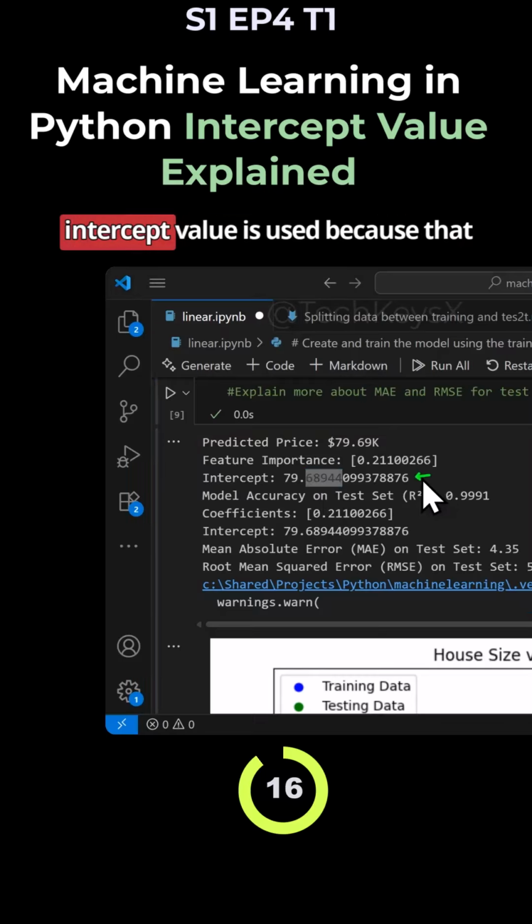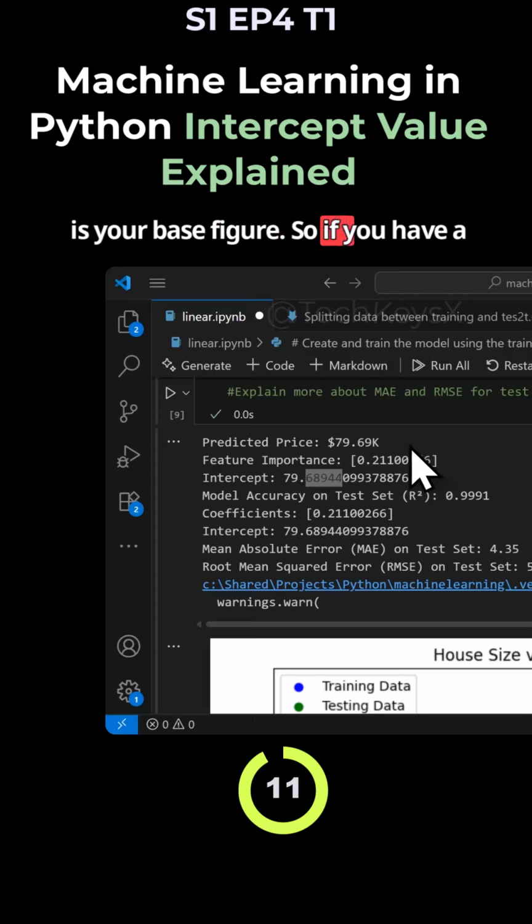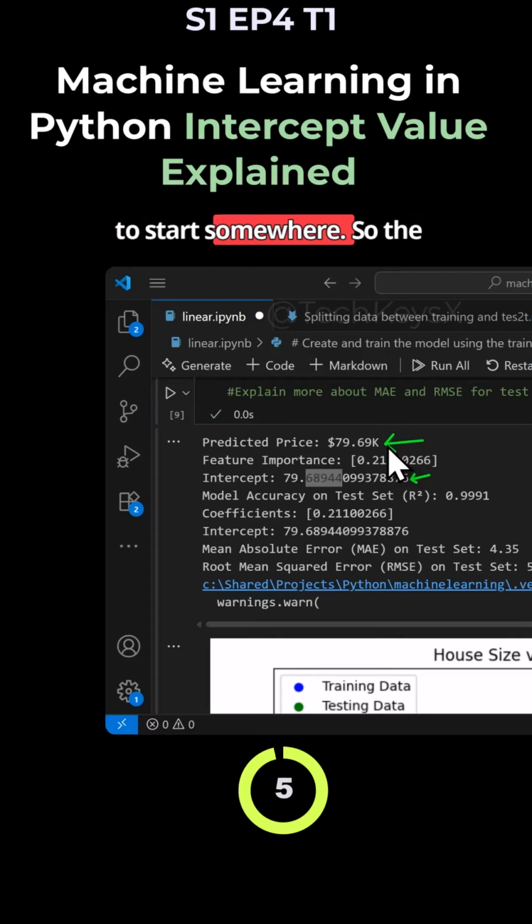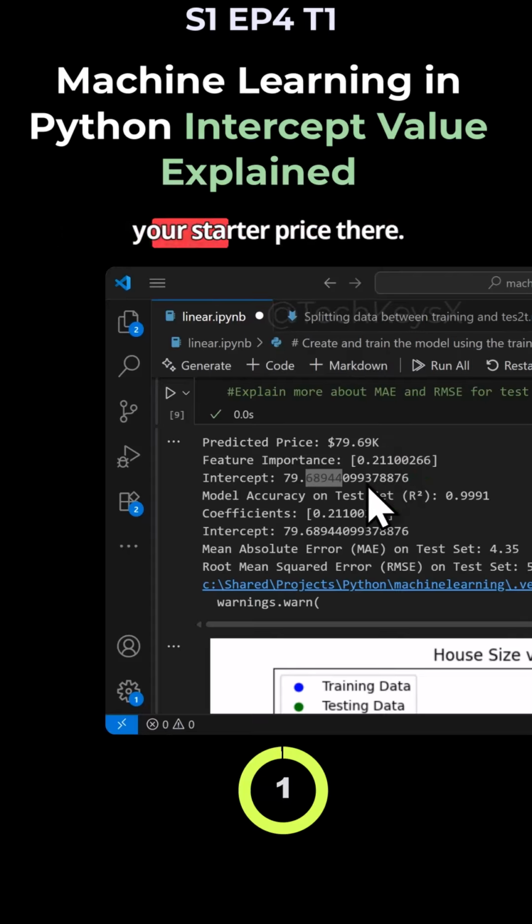That's why the intercept value is used, because that is your base figure. If you have a house that is, in this instance, 0, it always has to start somewhere. So the minimum price is $79,000, and that's your starter price there.